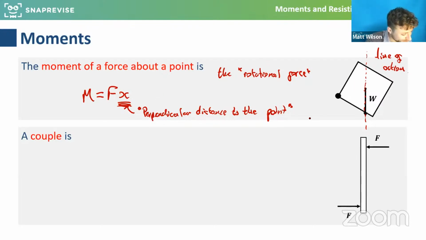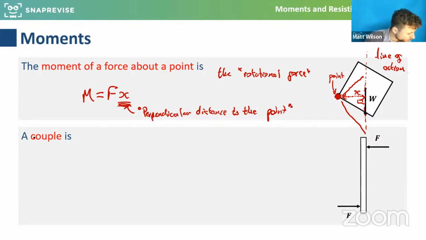And then the perpendicular distance is the shortest distance from a point to the line of action. So it wouldn't be this distance here or this distance here. It would be the shortest possible one. We call that the perpendicular distance because that distance will form a little right angle with the line of action of the force. So here, if we wanted to find the moment about this point from the force W, we'd need to use this distance here as x.